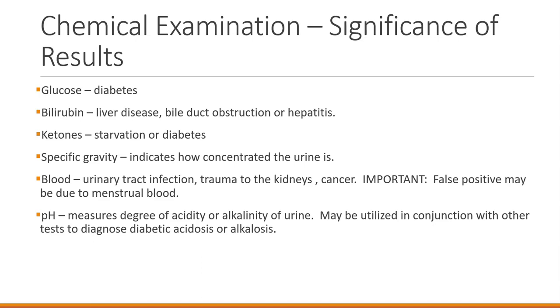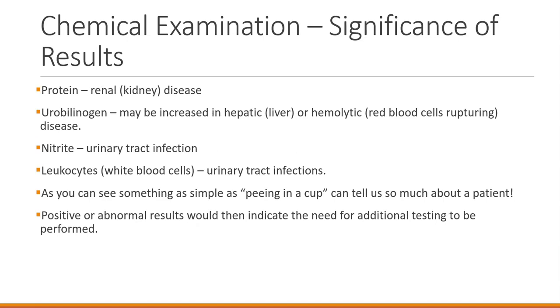pH measures the degree of acidity or alkalinity of urine. This may be utilized in conjunction with other tests to diagnose diabetic acidosis or alkalosis. Now, this is way above what I expect you to understand, but just know that's an indication for the pH of an abnormal condition. Protein indicates renal, or in other words, kidney disease. You should never ever have protein in your urine.